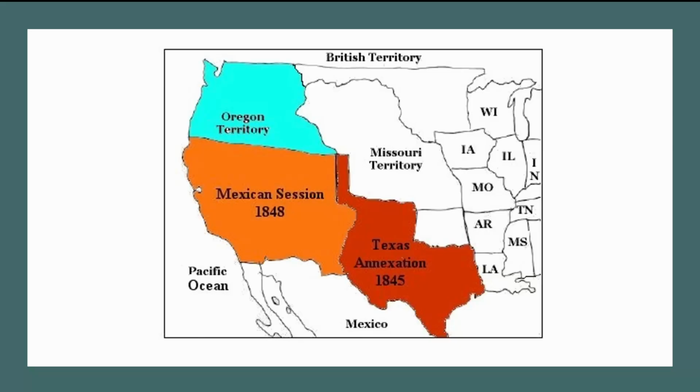With Oregon, there's a dispute with Britain, but that's settled in 1846 at the 49th parallel, which you see at the top. That is that top line. That is the 49th parallel there.